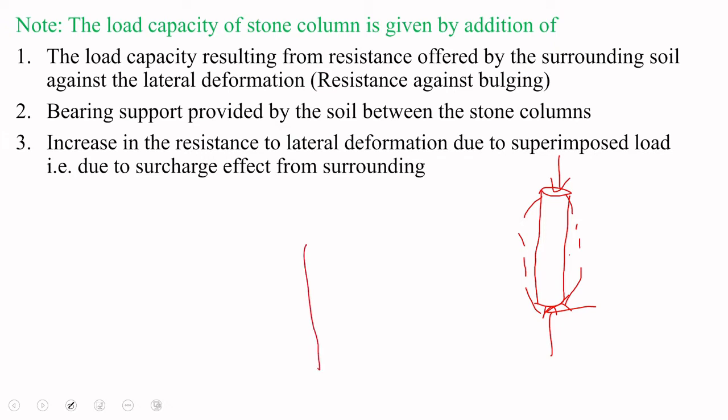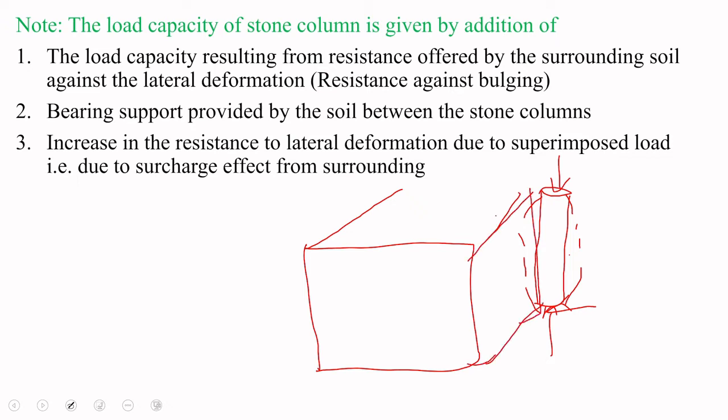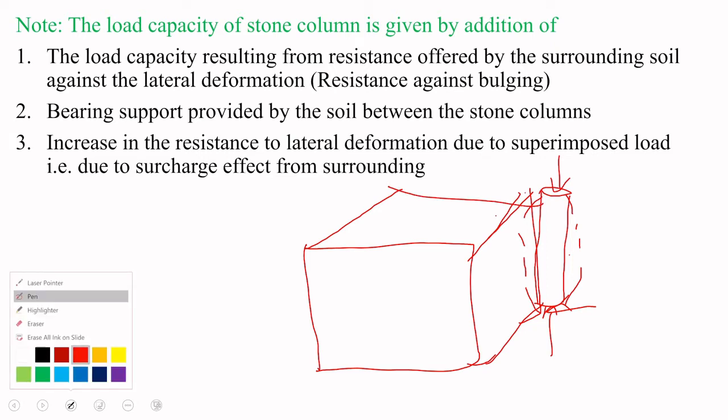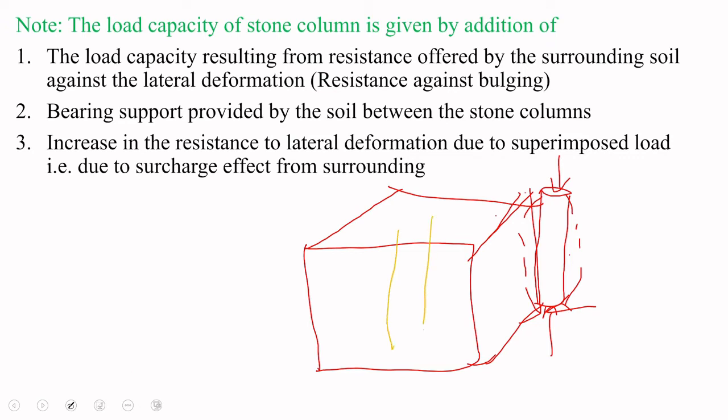So what is this? You can see, this is a soil mass, in the 3D diagram. Inside the soil mass, we will put the stone column. So this is the addition of this much volume. By putting this stone column into it, there is a surcharge, and due to that again there is an increase in the load, so we'll take that into consideration. So there are three types of load which we have to take into consideration.